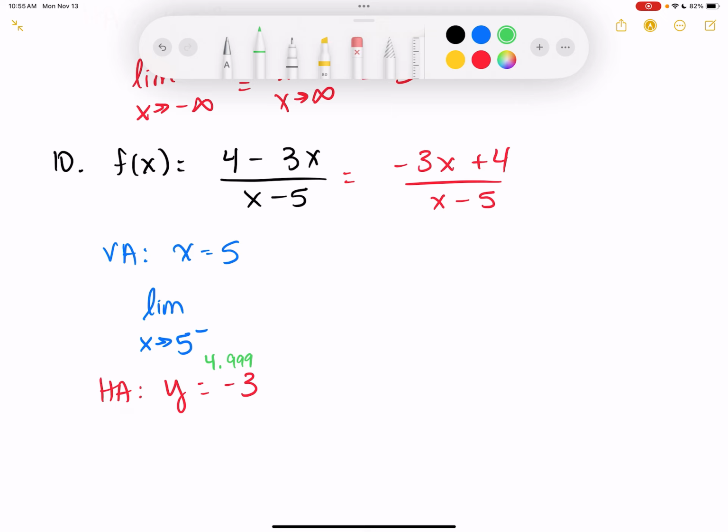So I've got negative 3 times basically 5. Okay, not exactly, but that's 15 plus 4, that's a positive, divided by 4.999 minus 5, that's going to be a negative. So a positive divided by a negative is negative infinity. I guess I could write my little f of x there.